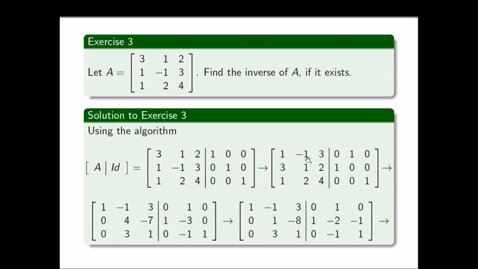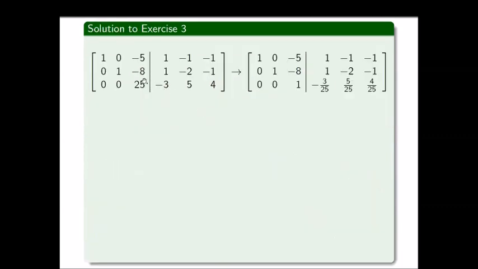So the first step we do is we switch out rows 1 and 2 with each other. And then we subtract 3 times row 1 from row 2 and 1 times row 1 from row 3. And once we have that, we subtract row 3 from row 2. And in the next step, we add row 2 to row 3. Then we divide the third row by 25 or multiply it by 1 over 25.